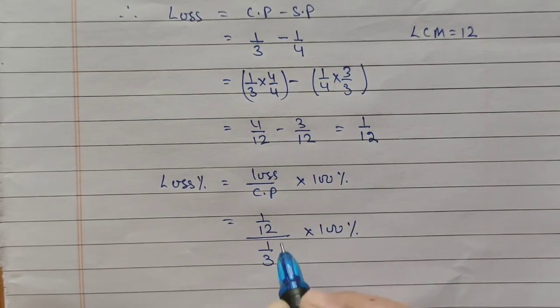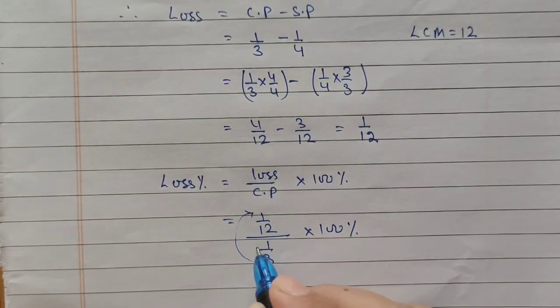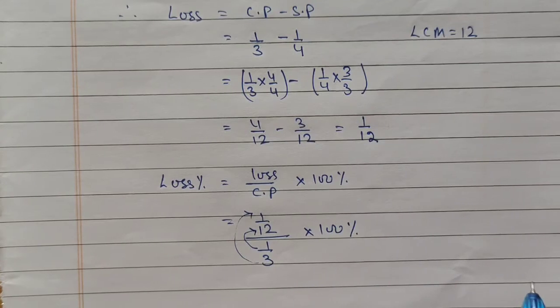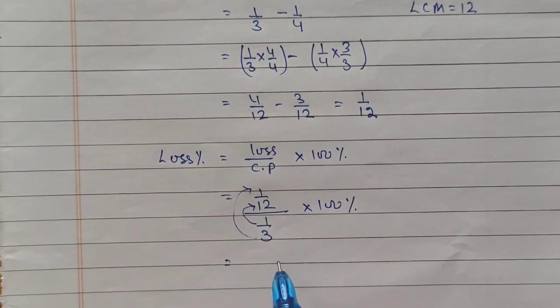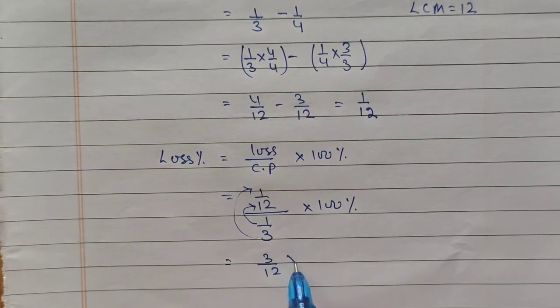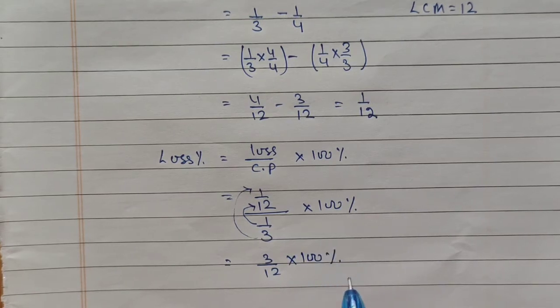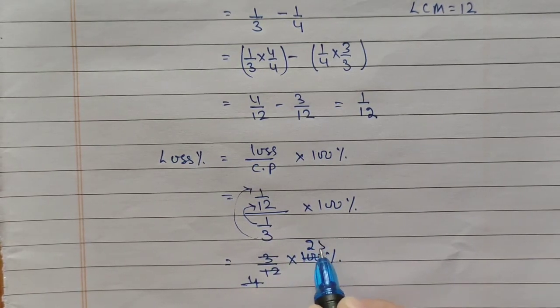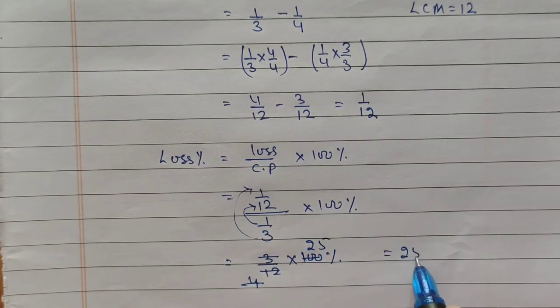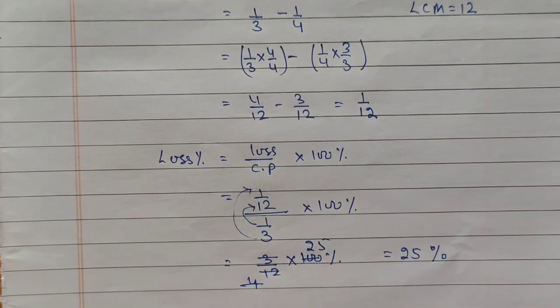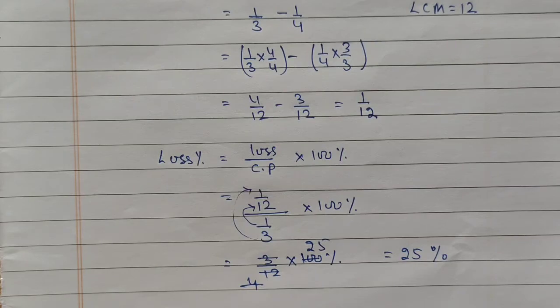So when you are doing fraction division, always remember this down one will go up and this one will go there. So we'll get finally 3 by 12 into 100%. You can cancel out 3 4 ja and 4 25 ja. So answer is here 25%. So he has 25% loss.